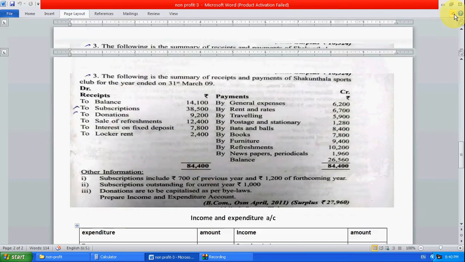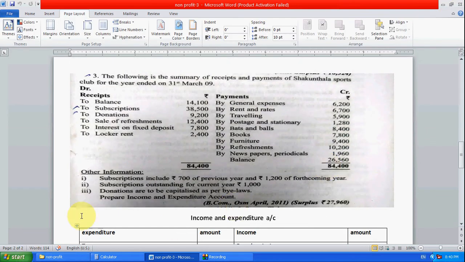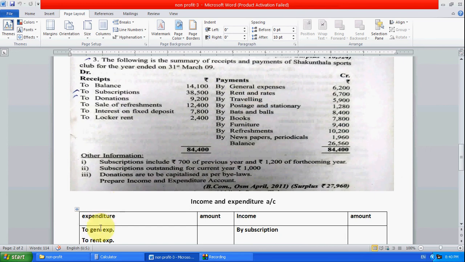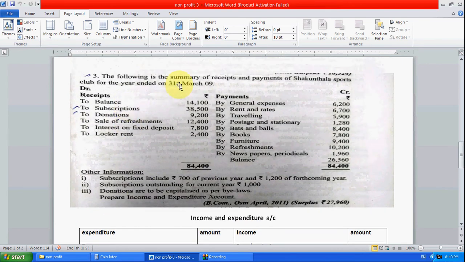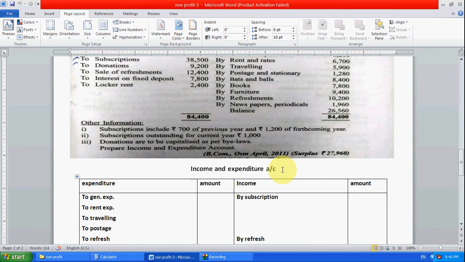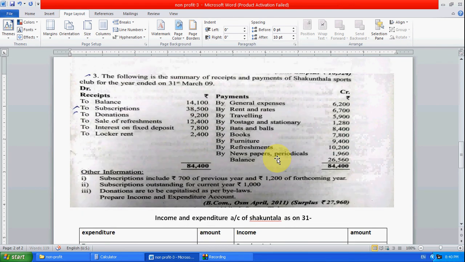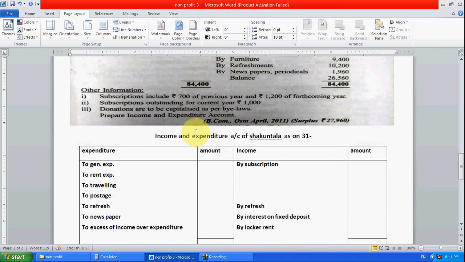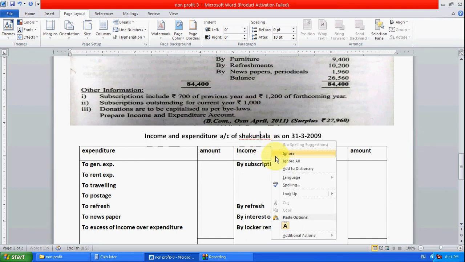Let's prepare the income and expenditure account here. What are the payments we have to take on the expenditure side? For the year ended 31st March 2009. So write here: Income and Expenditure Account of Shakuntala Sports Club as on 31st March 2009.